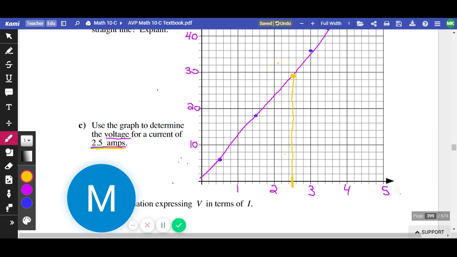You can then look at that point and try to figure out what the voltage would be if you've gone 2.5 to the right. My voltage would be about here. Let's call that 29. 28 would have been this point. 30 would have been that point. I'm about halfway in between. So I'm going to say 29 volts. So once you have a beautiful little graph like this, you can actually use it and try to read it for different points.